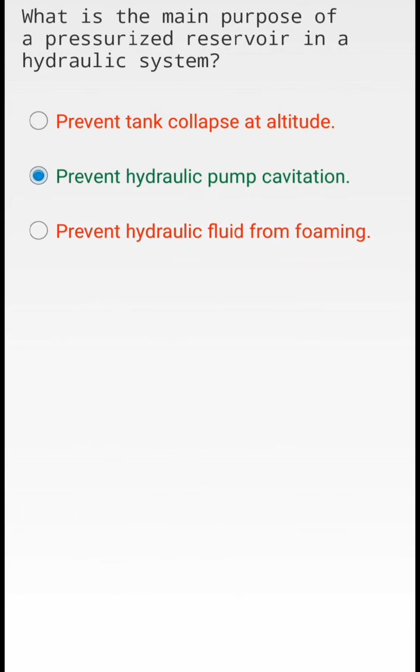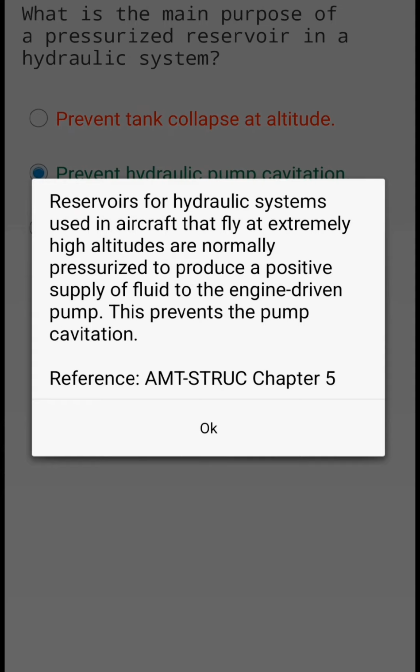What is the main purpose of a pressurized reservoir in a hydraulic system? Prevent hydraulic pump cavitation. Reservoirs for hydraulic systems used in aircraft that fly at extremely high altitudes are normally pressurized to produce a positive supply of fluid to the engine-driven pump. This prevents pump cavitation.